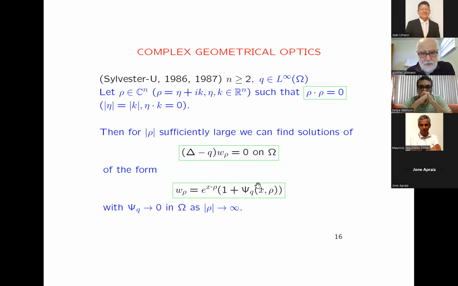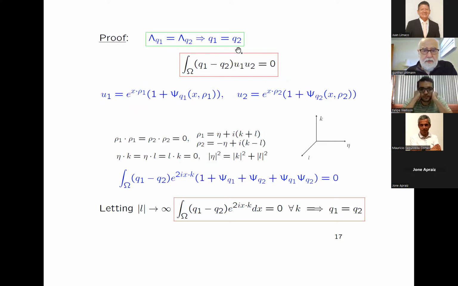So this goes to 0. And how it goes to 0 depends on the regularity of the potential. If the potential is L infinity, this is in the L2 norm. So these types of solutions are what waves are for elliptic equations. In general, elliptic equations don't have waves, but this is the analog. You probe the medium with this type of solutions. How do you use this? For instance, for uniqueness, and in similar ways, you use it for stability and reconstruction.